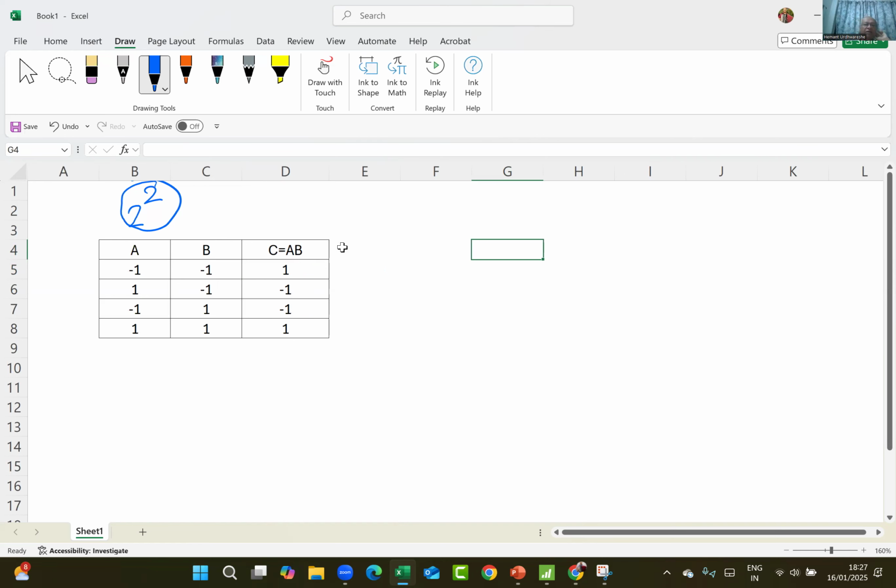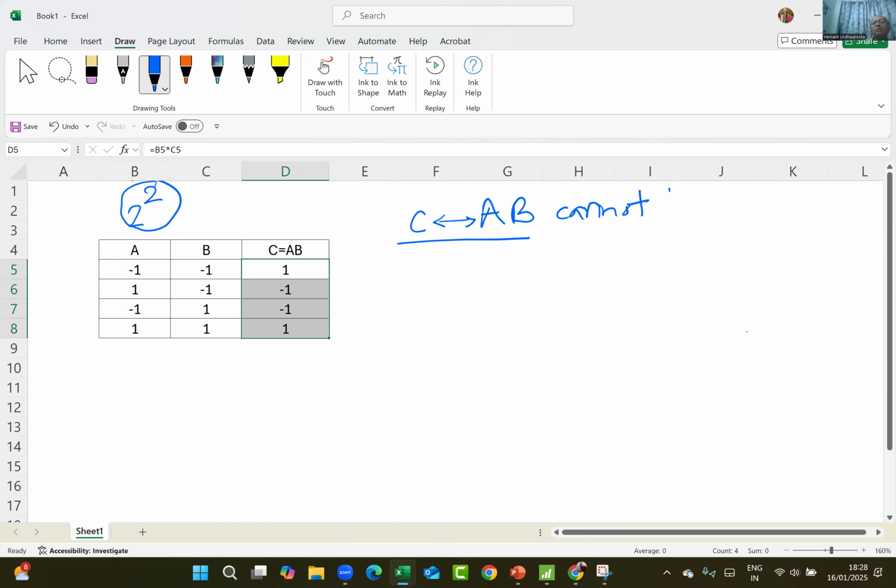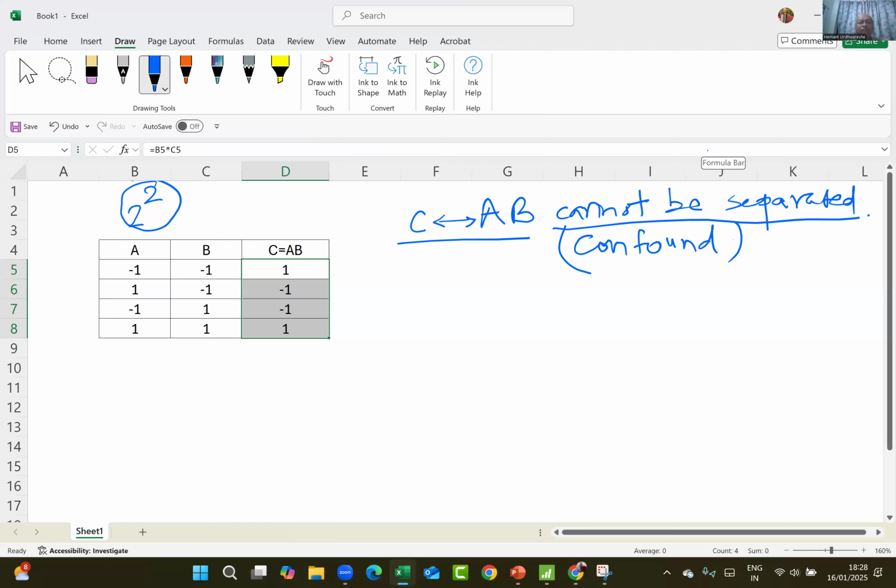Now, it is obvious that this C and AB are in the same column. So I will say that I cannot distinguish between C and AB. So C and AB cannot be separated, I'll say effects cannot be separated. Now, this phenomenon is called confounding of effects. That means you cannot distinguish between the effects.